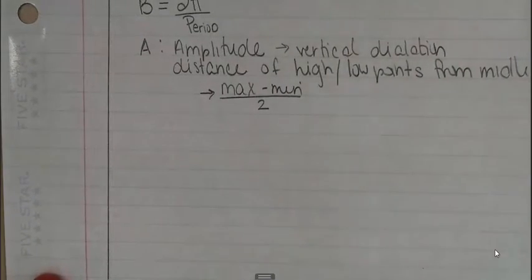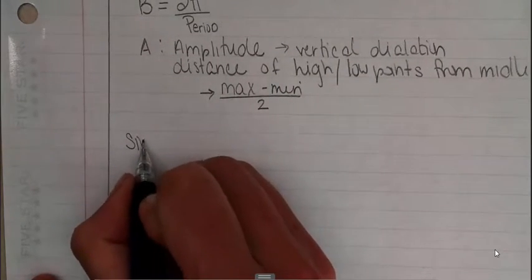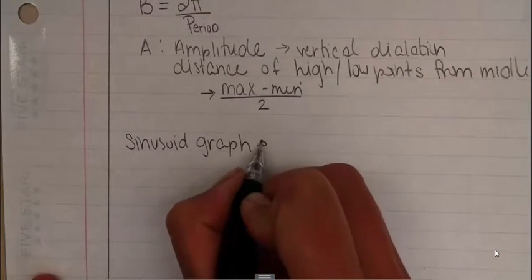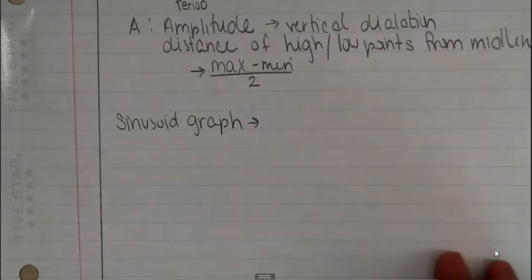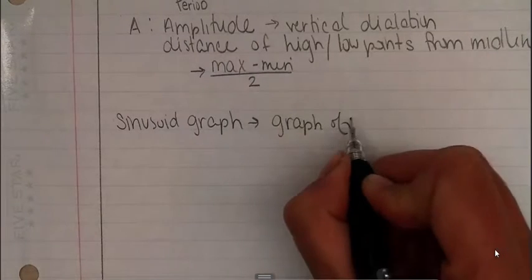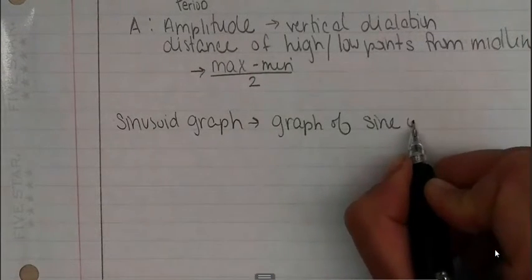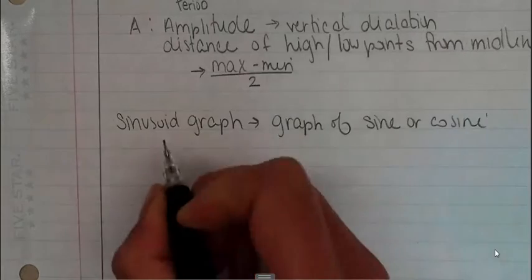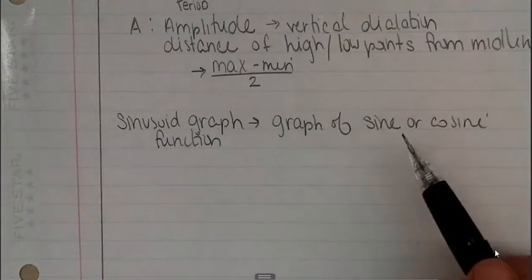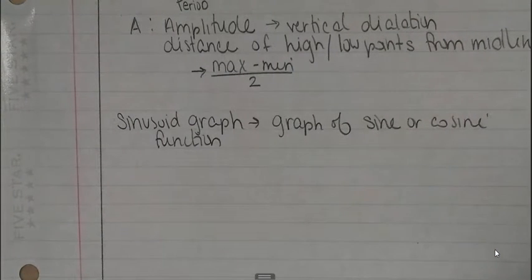A couple more things I just want to add. What is a sinusoid graph, and why do we care about them? A sinusoid graph is going to be a graph of either sine or cosine. They're interchangeable, because if you remember from last year, sometimes you'd come up with a sine graph if you shifted it one way, but if you shifted it a different way, it was a cosine graph. And as long as you put all the pieces together the correct way, either one can count.